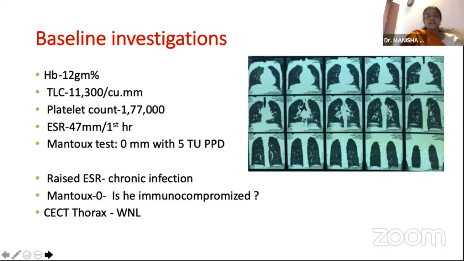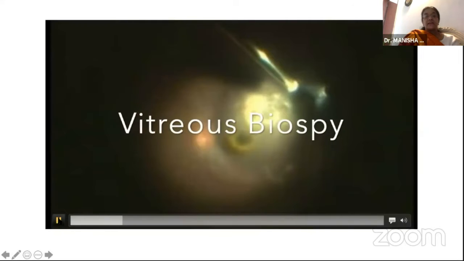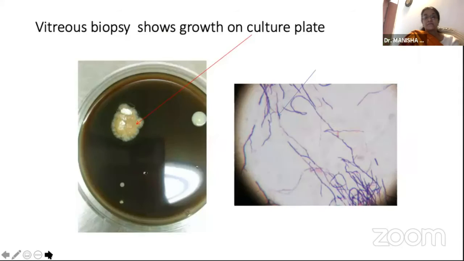And what was suggested by the pediatrician was that either the child was immunocompromised or he was suffering from some chronic infection. So what we did in this child, we went ahead and did a vitreous biopsy because we were not sure what we were dealing with. It's always a good idea, if the media clarity is there, to go as close to the lesion and collect the sample just above the lesion that you want a diagnosis to be made of.